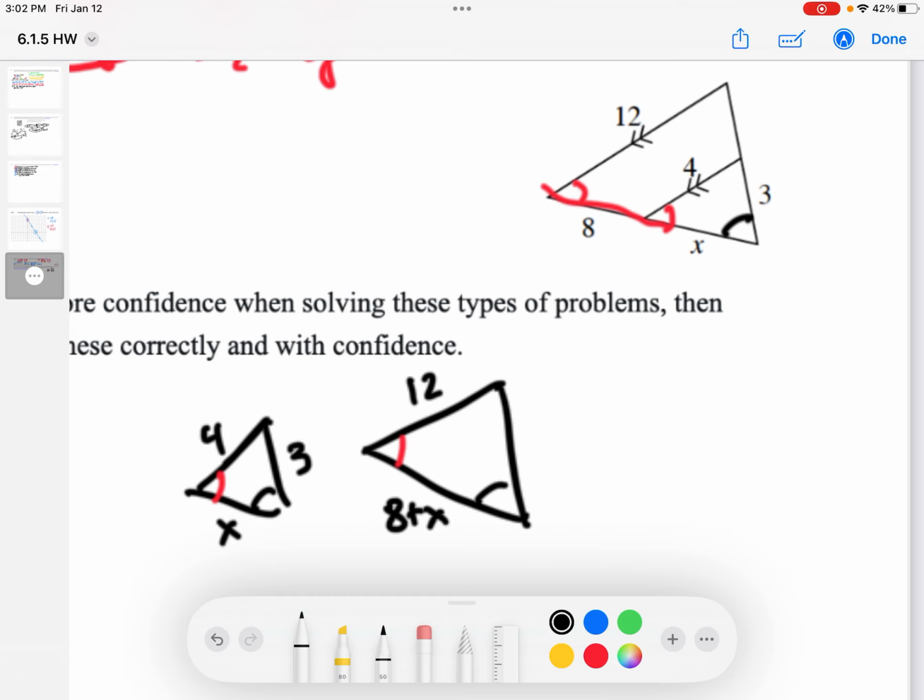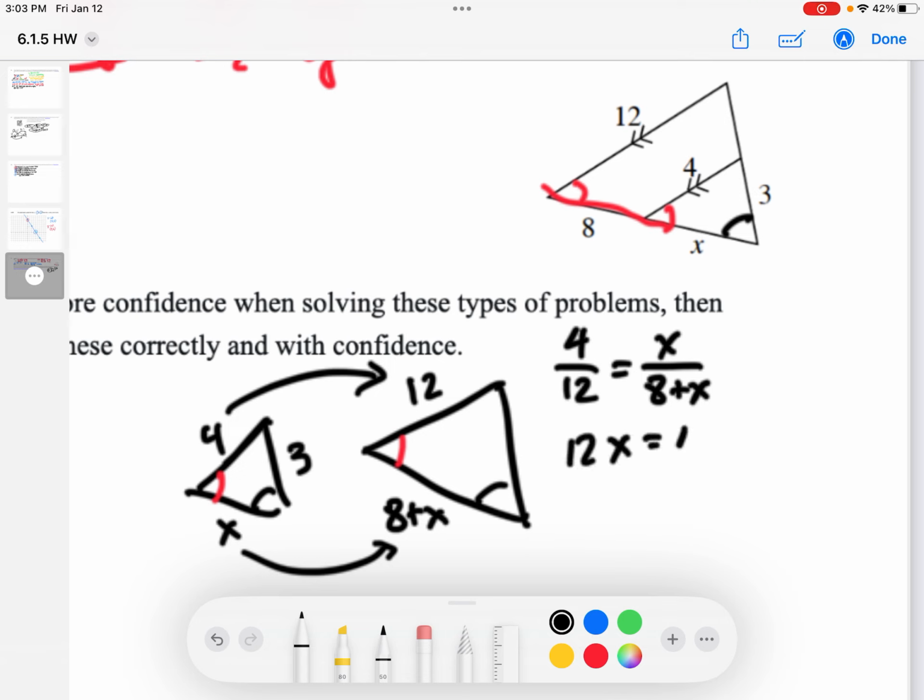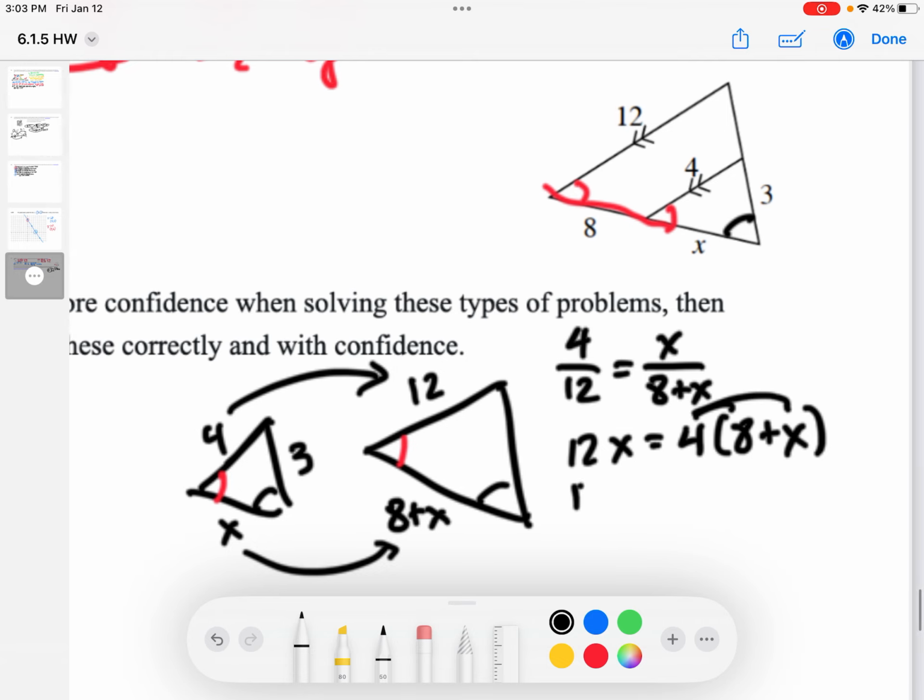Okay, so if those two angles are similar, I know that this side corresponds to 12 and this side corresponds to 8 plus x. So let me write some ratios. I'm going to say 4 over 12 equals x over 8 plus x. Okay, this is a ratio. I can solve this using the butterfly method. Right, I'll cross multiply: 12x equals 4 times 8 plus x. Okay, I'm going to distribute my 4.